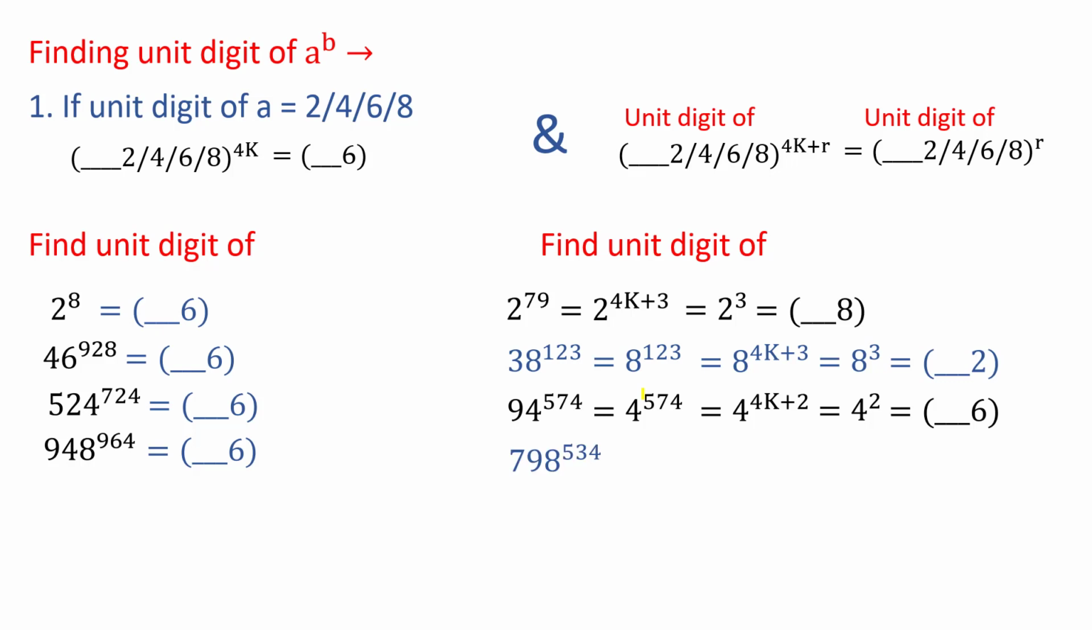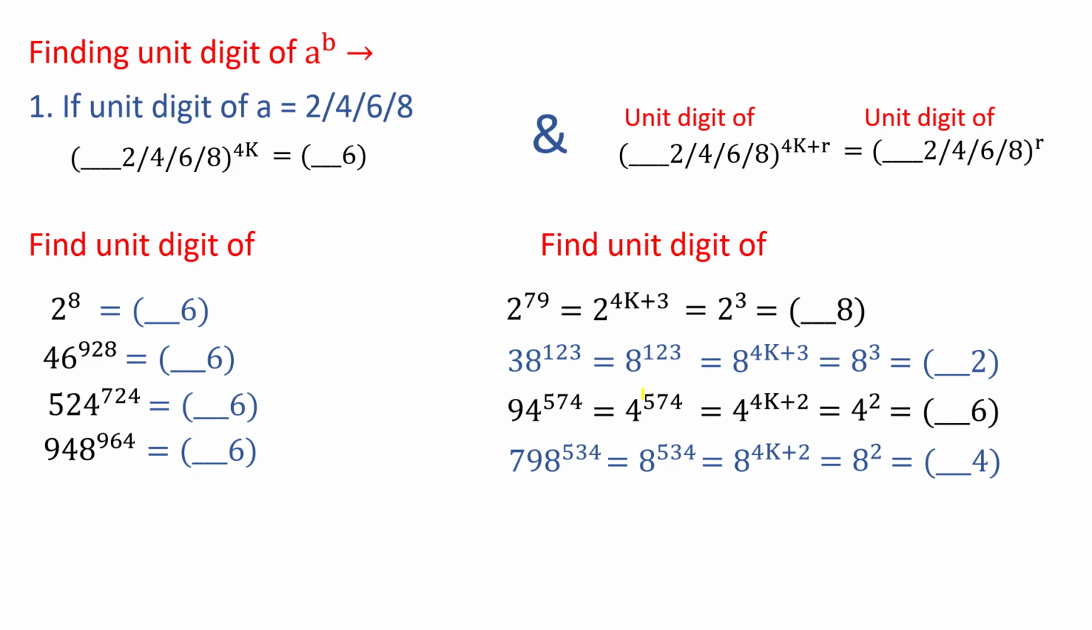Let's have a look at one more example. 798 to the power 534. Its unit digit is the same as the unit digit of 8 to the power 534. Now divide the power by 4, the remainder is how much? The divisibility test of 4 is what? Last 2 digits. We are just supposed to divide the last 2 digits of the power. So 534, if we divide 534 by 4, the remainder is going to be 2. So we can express 534 as 4k plus 2, so it is the same as 8 to the power 4k plus 2. The unit digit of 8 to the power 4k plus 2 is the same as the unit digit of 8 to the power 2, that is equal to 64, which means the unit digit is 4.